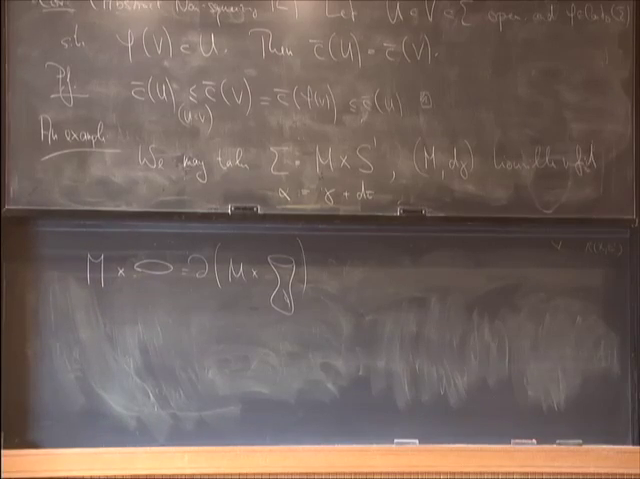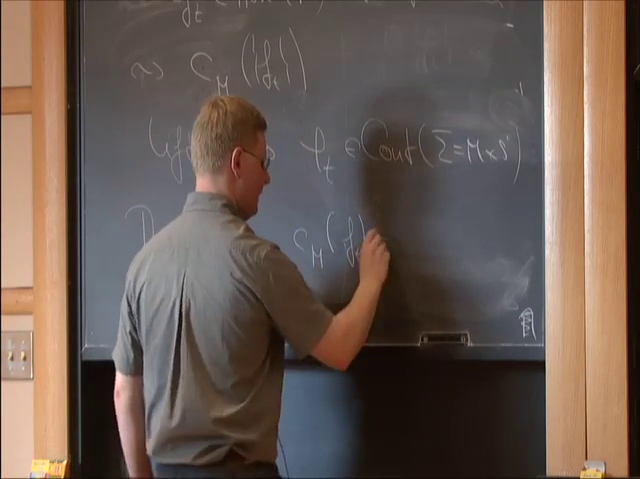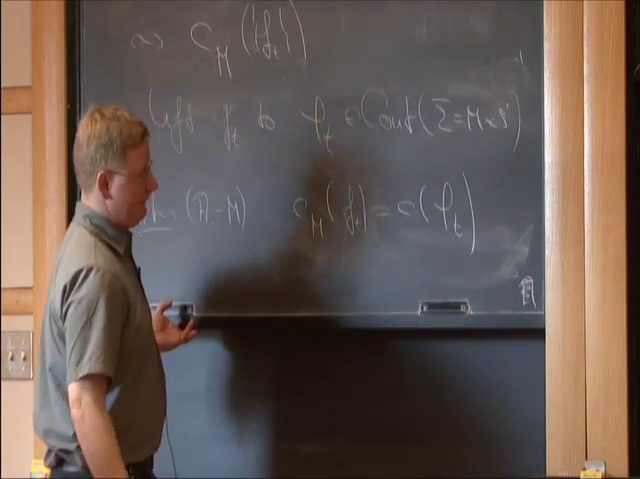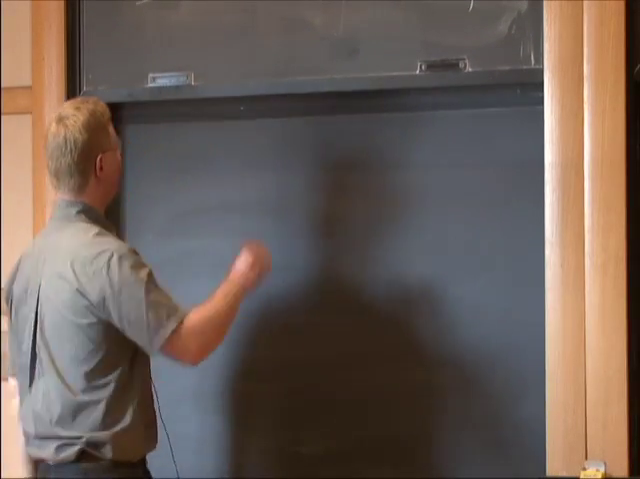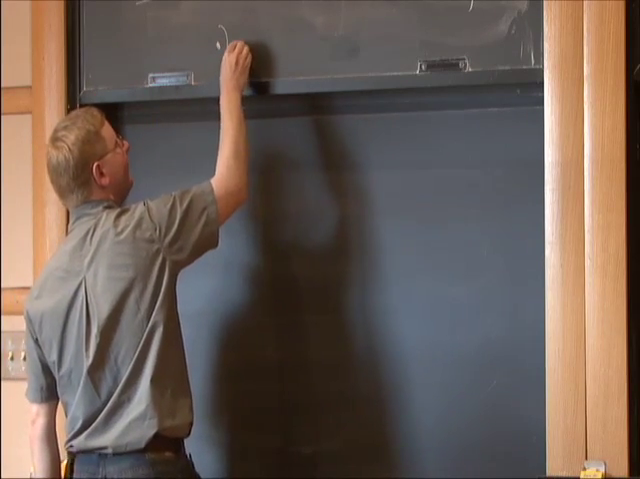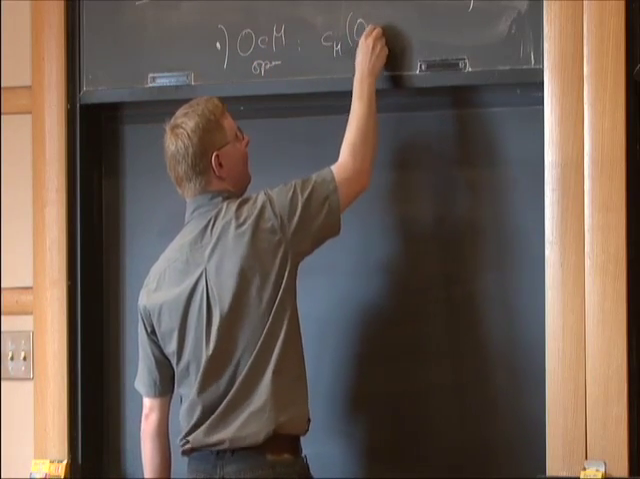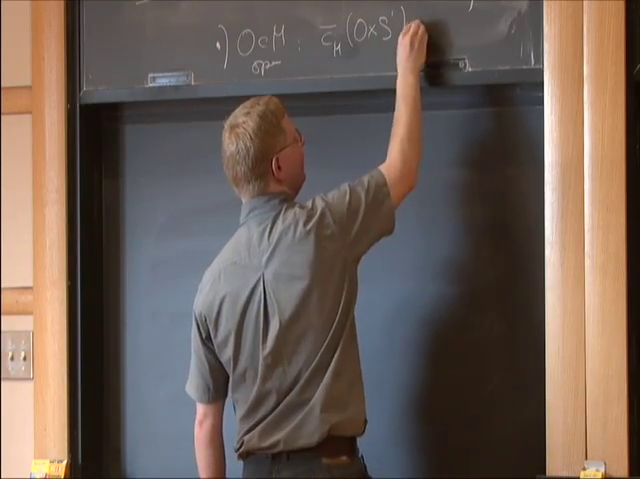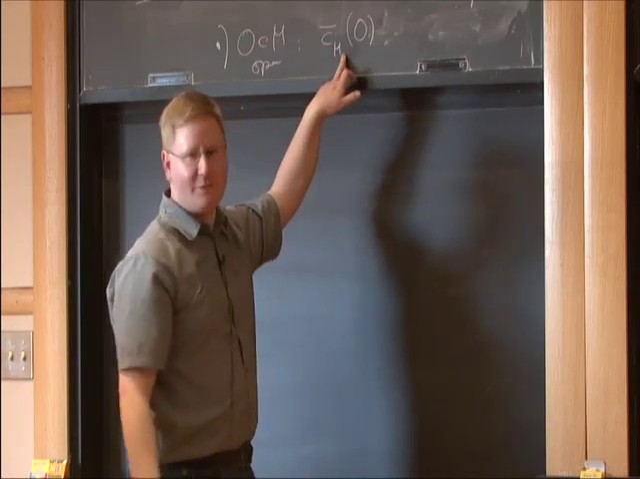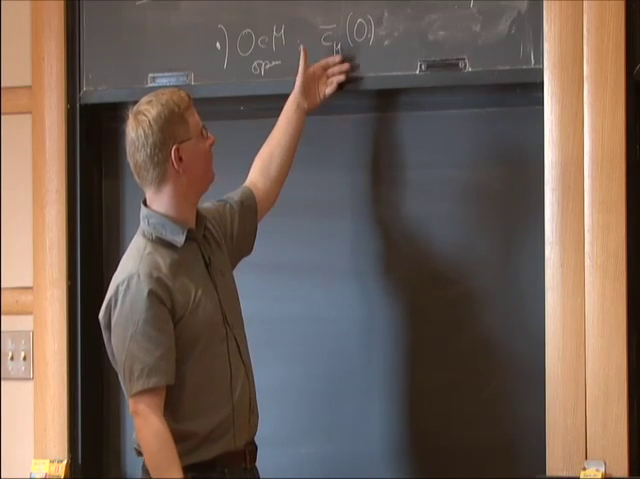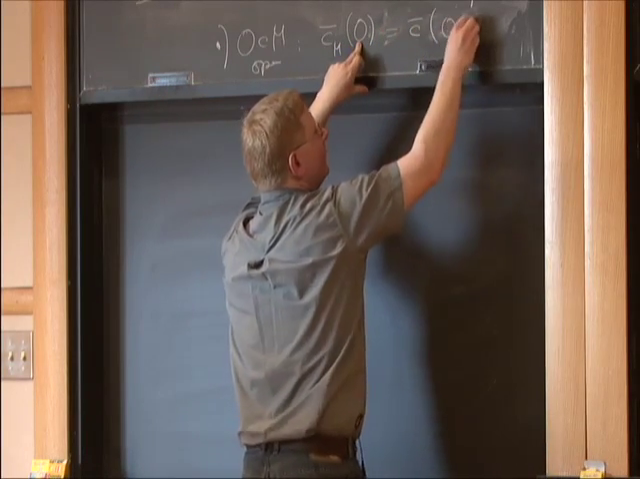And then the theorem you can prove is that, in fact, c_M of F_t is precisely C of phi_t. And if you use that, then you can also prove that if you take O in M open, then c_M of O, defined in precisely the same way, taking the supremum over all Hamiltonian isotopies supported in O, is precisely C bar of O cross S1.